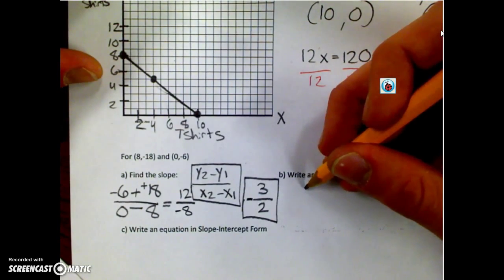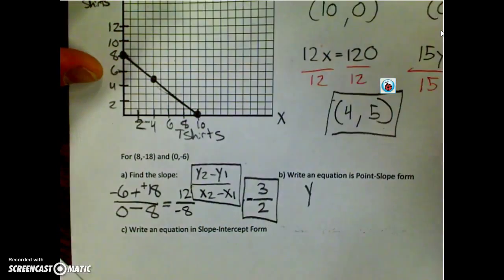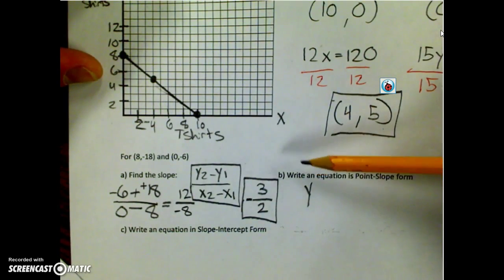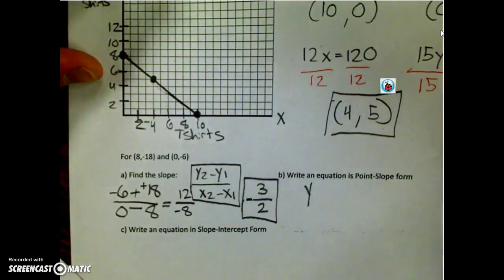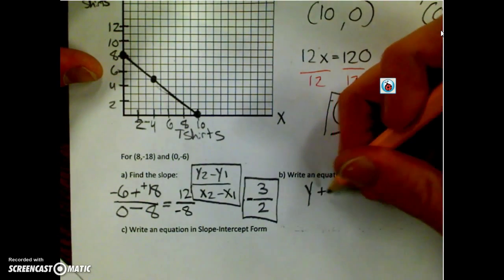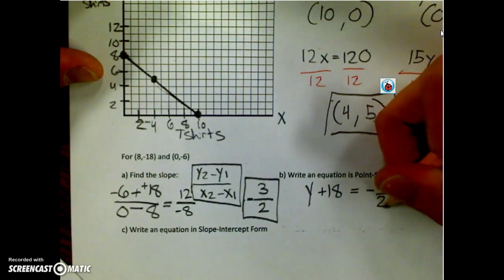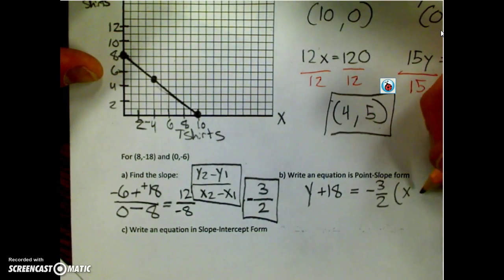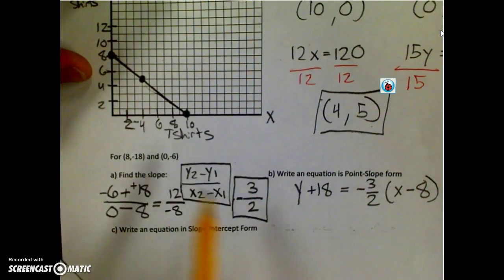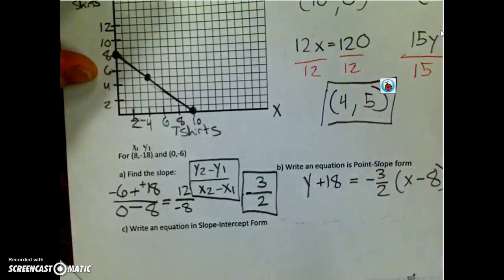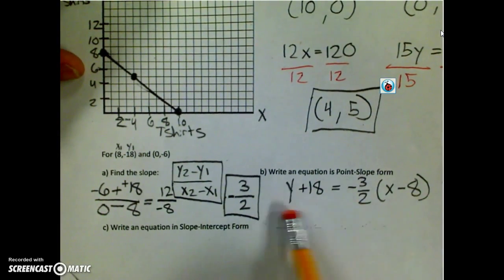This is using our y minus y1. Right, now for this, I'm going to use this first corner point. We could choose either one. I'm going to put y plus 18 is equal to our slope of -3/2 times our x minus 8. All right, now here's where this came from. I listed this as my x1 and this is my y1, and I put it into our point slope.